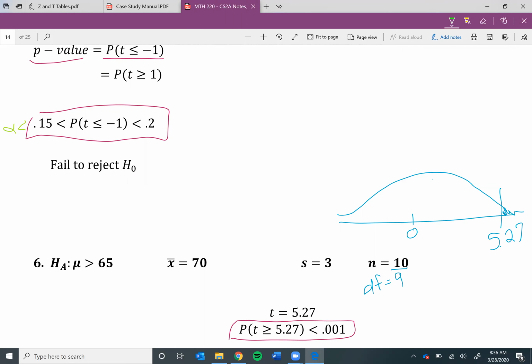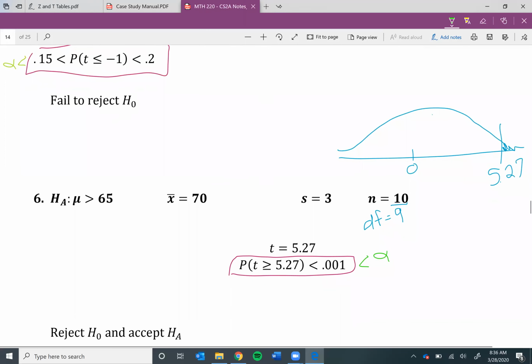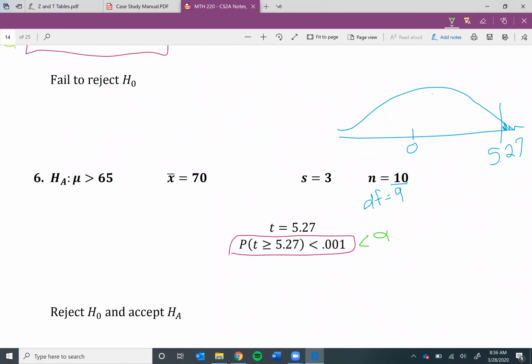So if we come in and then we talk about alpha, well, alpha is going to be bigger than 0.001. So our p-value is low. What do we do? We reject H0 and accept HA. All right, well, thank you guys for tuning in to Case Study 2 Notes Part 4, okay? This was just strictly getting some practice with our p-value step.